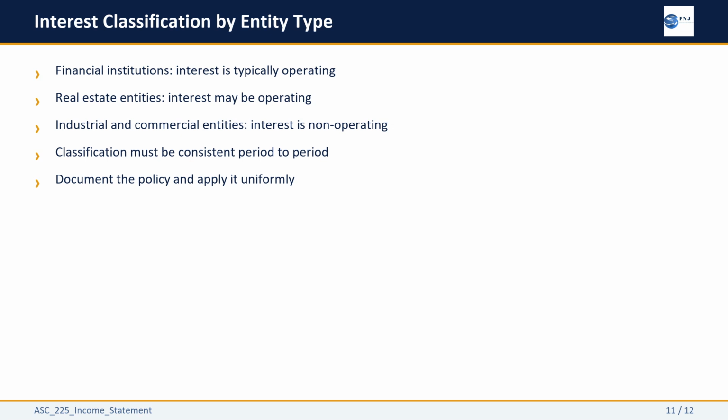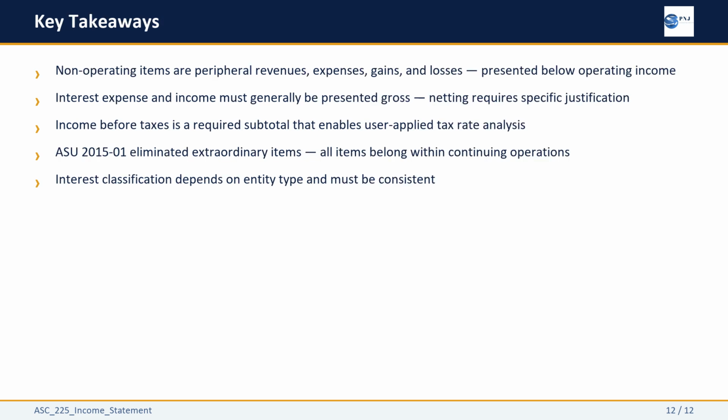Interest expense is non-operating for most entities, but not all. Financial institutions and real estate companies often classify interest as an operating item because lending and property financing are their core businesses. For industrial and commercial entities, however, interest on borrowed funds is a financing cost, not an operating one, and must be classified as non-operating. Whatever policy an entity adopts, it must be applied consistently from period to period. If you are unsure how to classify interest for a specific client, check the entity type and prior year treatment and document the rationale.